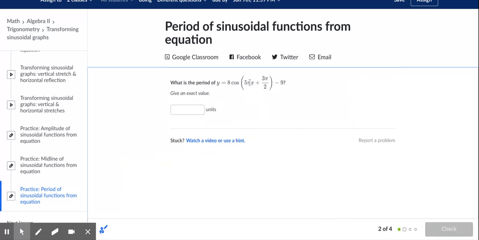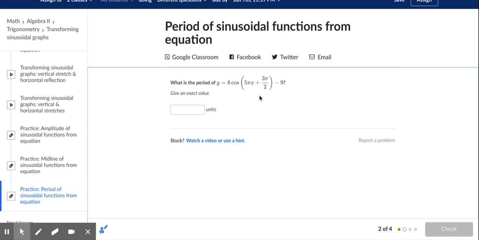So this would be the exact same thing. I'm just looking at what's in front of the x. I can ignore this for now. This will actually help us figure out the right to left shift, but we're not doing that right now. We're just looking for the period, so I'm just looking at what's in front here.